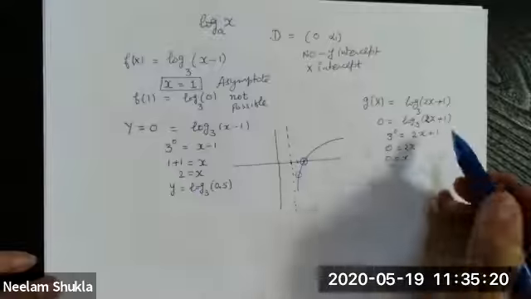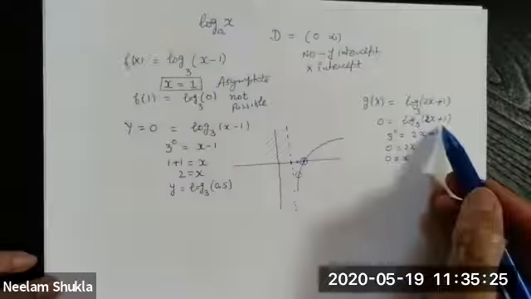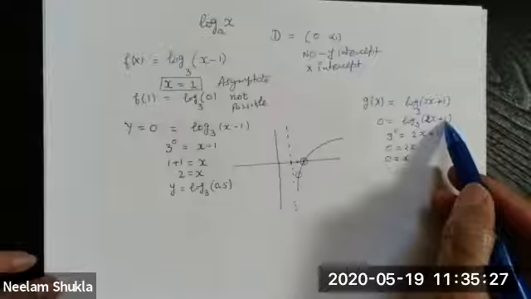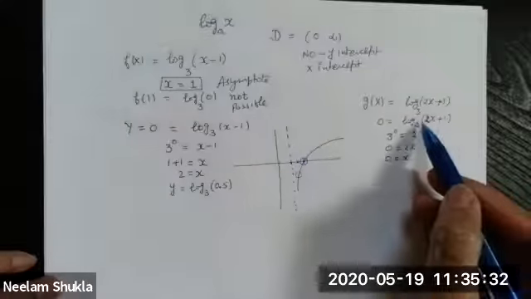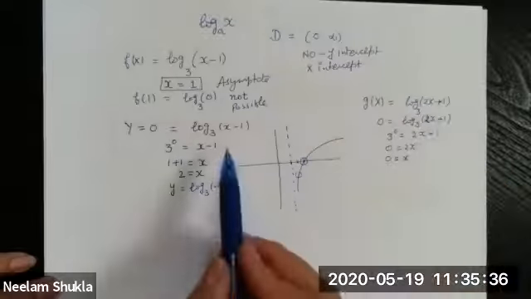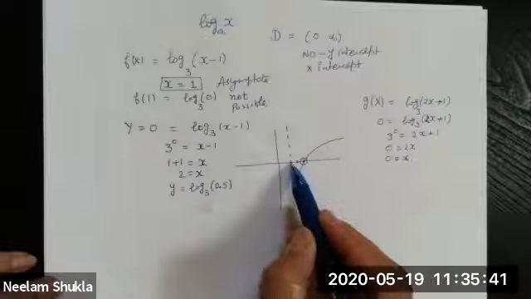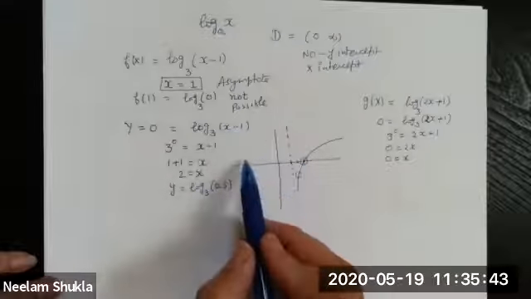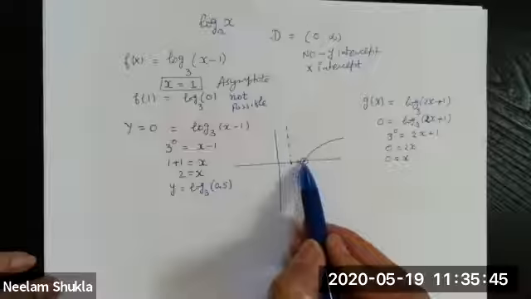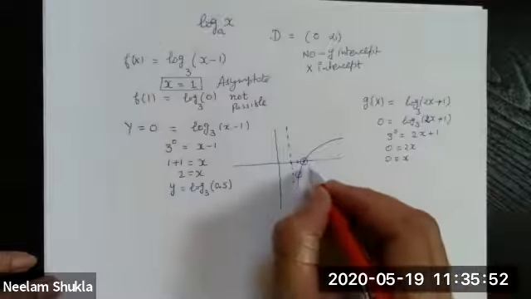Because if we remember the transformation of the function, this function is moved toward the left side because you are adding 1 here. And similarly, the log function has x-intercept at (1, 0), but by subtracting 1, you have moved the function to the right by 1 unit. Let's try to look at the graph of the function.